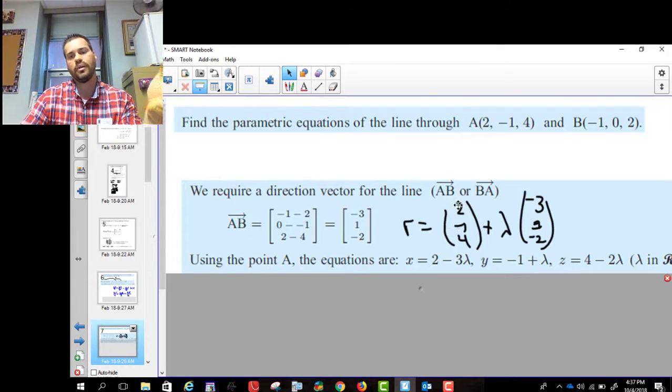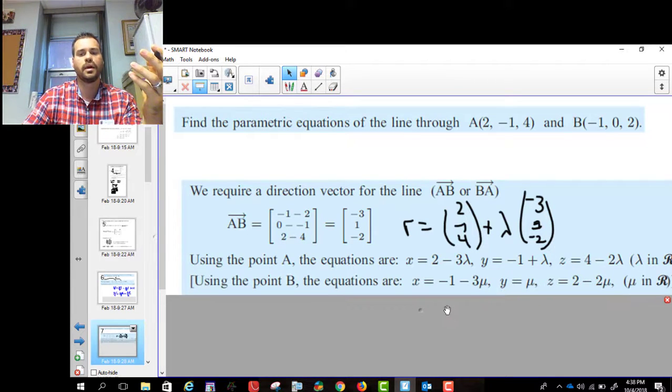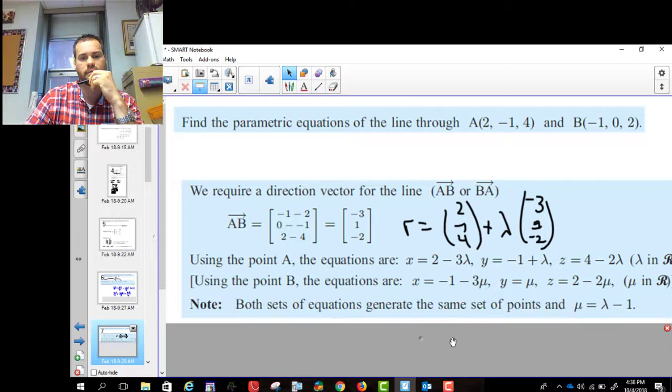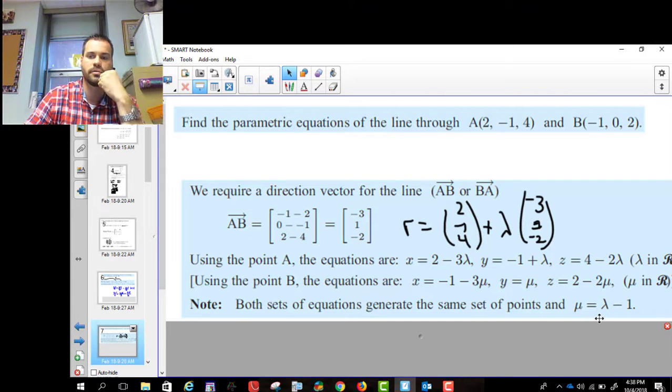If we want to, though, we can use the point B because it's also on the line. So we could use the point B, which is minus 1, 0, and 2, and use that to find our parametric equation. So it would be minus 1 plus minus 3 mu. But you notice they changed the parameter. That's because if you use the point B, that number is going to be different than that number in order to get to the same point. Both of the equations generate the same set of points, but the lambda and mu values to get a specific point are different.